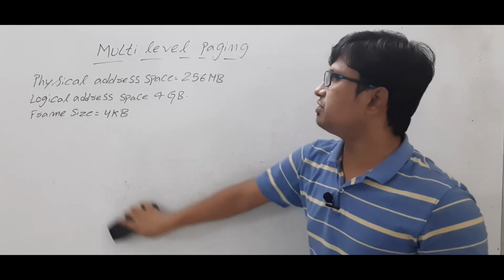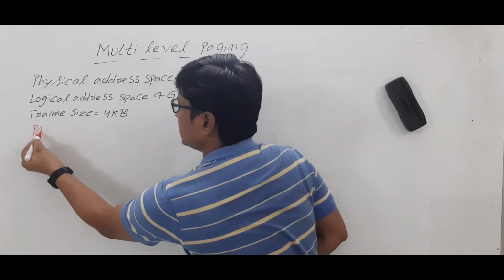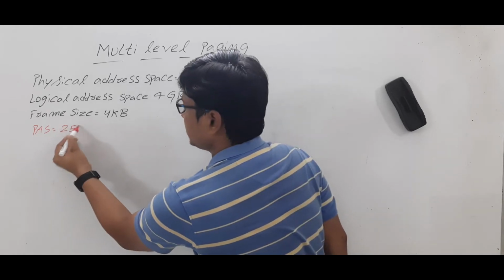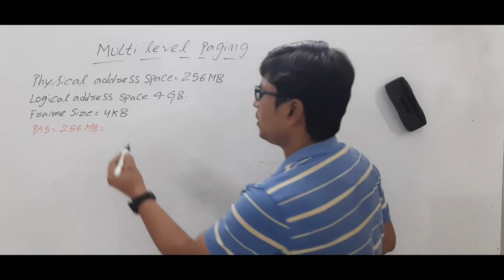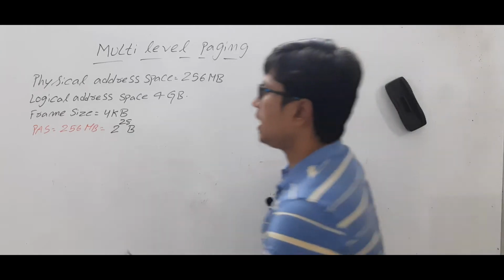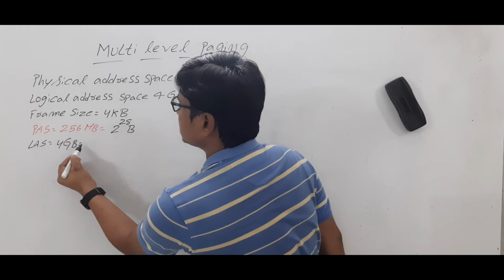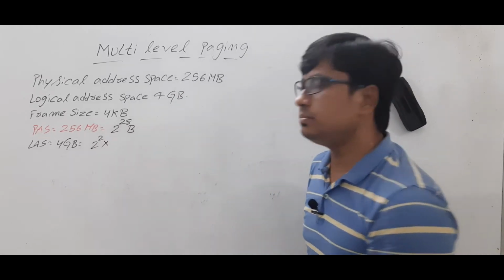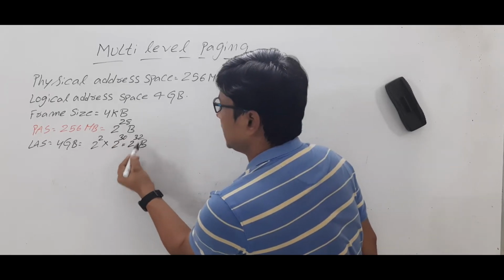They have given that physical address space. Okay, physical address space is 256 MB. 256 MB means that it is 2 power 28 bytes. And logical address space is 4 GB, meaning the process size is 4 GB, which is 2 power 2 times 2 power 30. So we have 2 power 32 bytes.